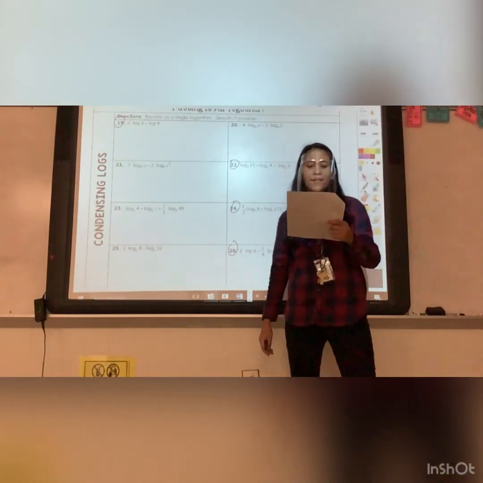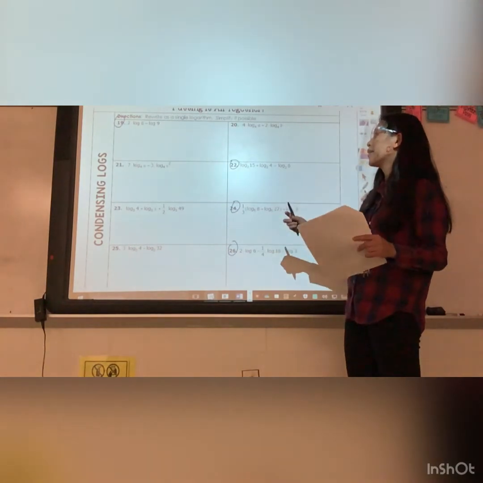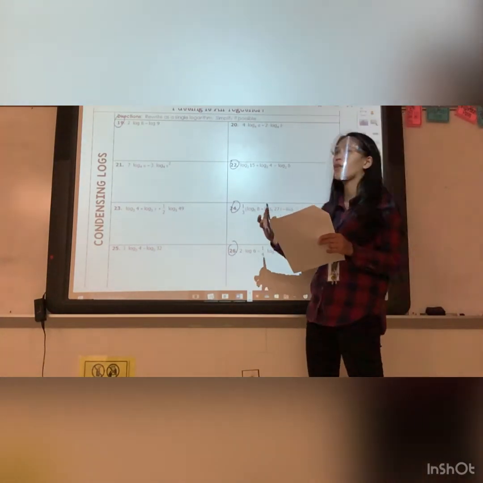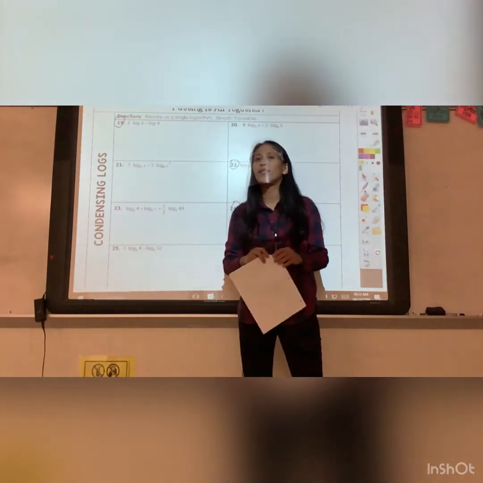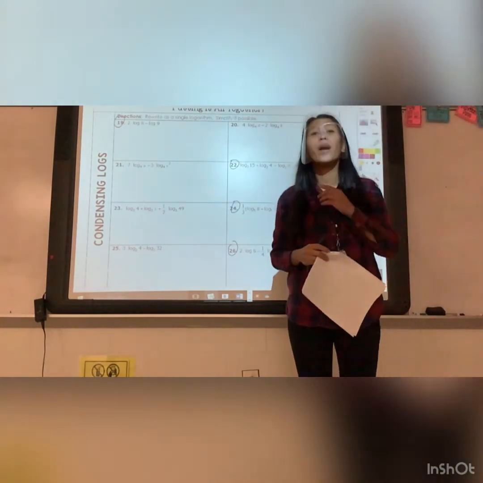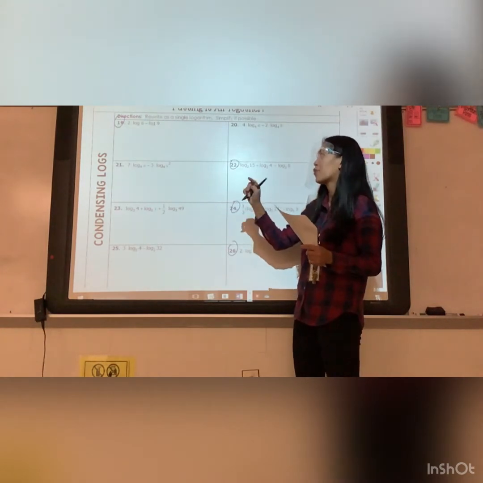Let us now have the condensing of logarithms. You are required to rewrite them in a single logarithm. So let's have number 19. If it's minus, what's the operation? What property is that? It's the quotient property, so you divide.